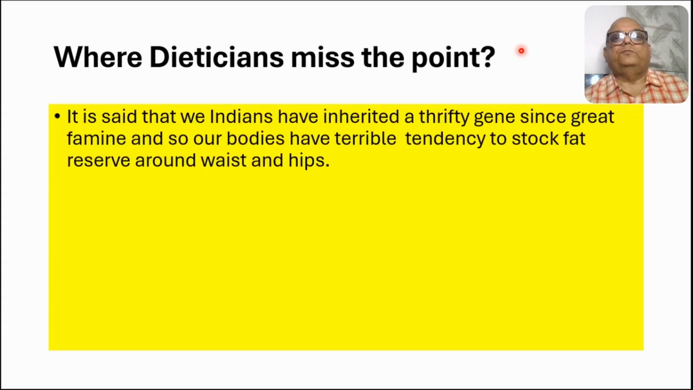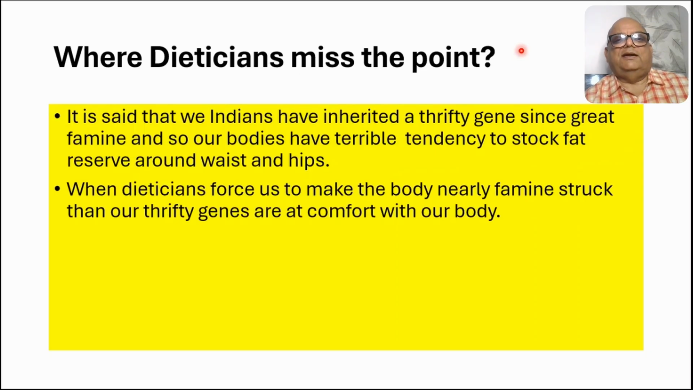So generally it is said that we Indians have inherited a thrifty gene because there was a great famine historically. So our bodies have got a terrible tendency because of this gene to stock and reserve fat, especially for gents on the paunch and around the waist, and for ladies in the hips. So that's our genetic makeup. That's what tends to happen because of this thrifty gene, because of the great famine which once came. It has modified our genetics. So our programs are like that, that it will be stored here.